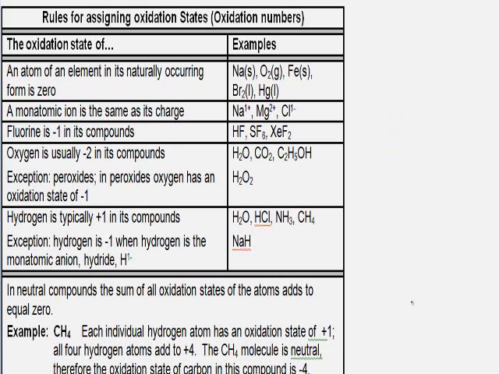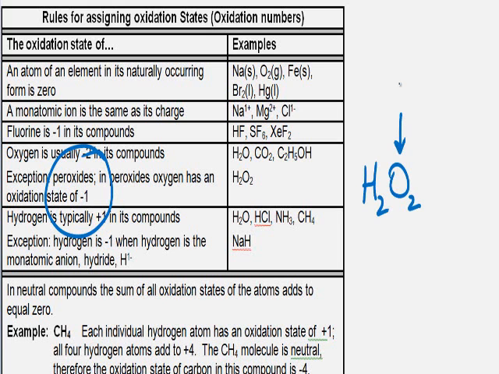Now, of course, chemistry wouldn't be chemistry without some exceptions, and that is oxygen has an oxidation state of -1 when it's in a peroxide, such as H2O2, hydrogen peroxide. In this compound, oxygen's oxidation state is -1, and that's our only exception for oxygen.